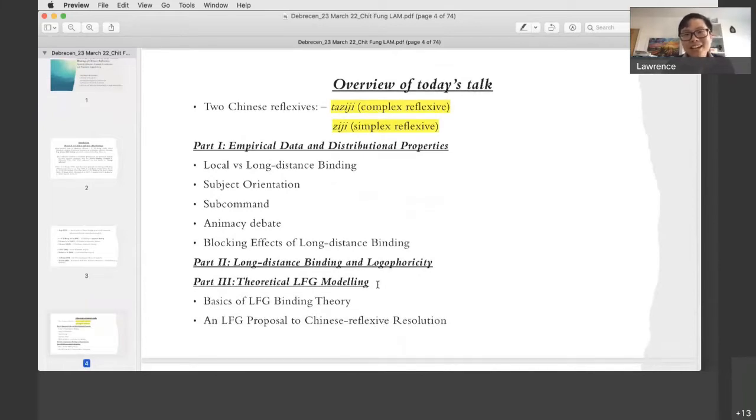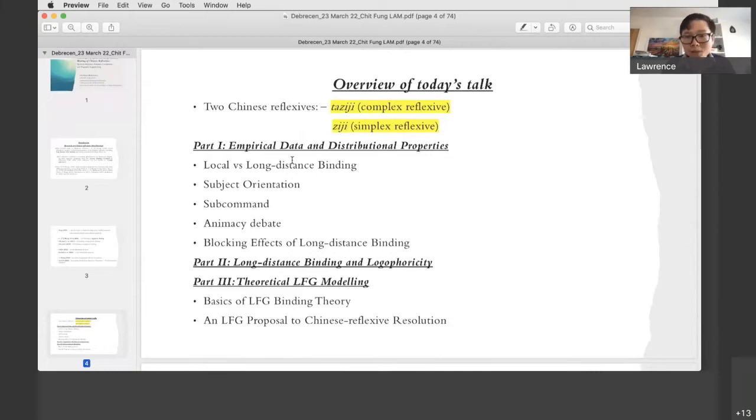One is called Ta Ji. This is what we call a complex reflexive, because it can be broken down into two morphemes. Ta means something like he or she, and Ji means self. So we call it a complex reflexive. The other one is the simplex reflexive, Ji. I'll focus on these two.